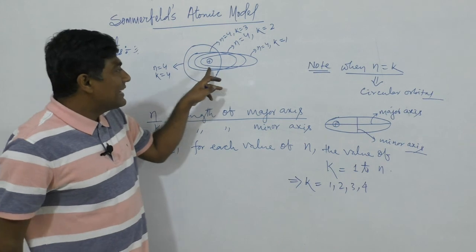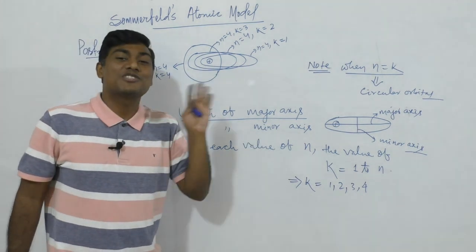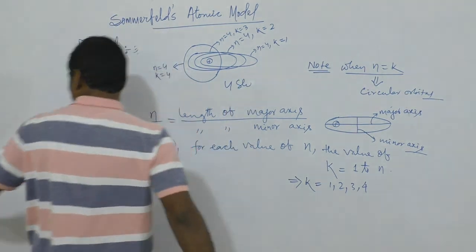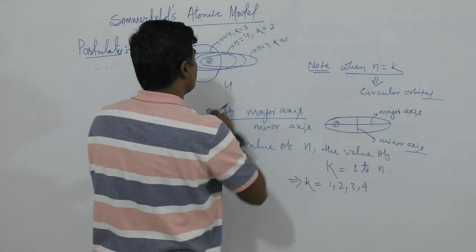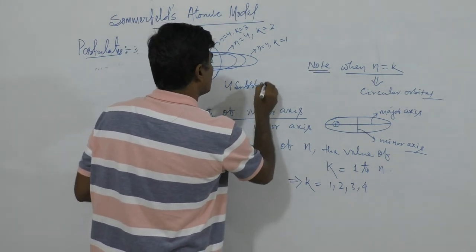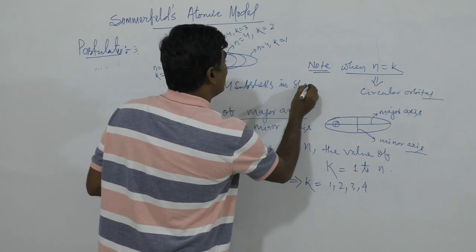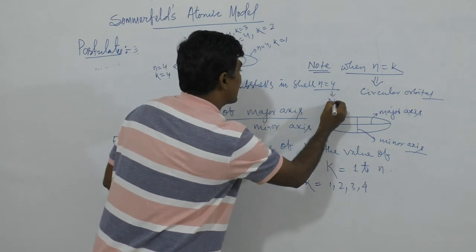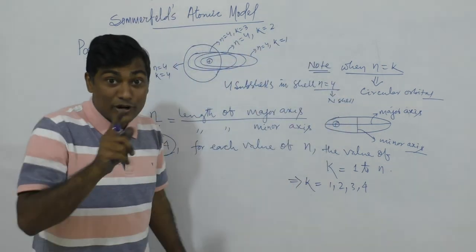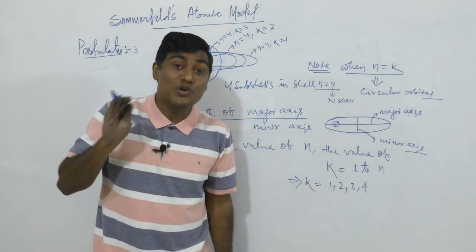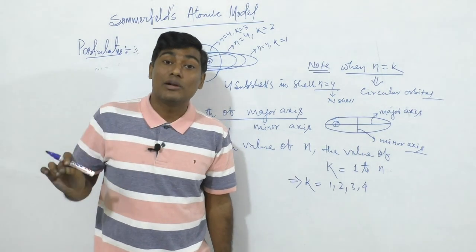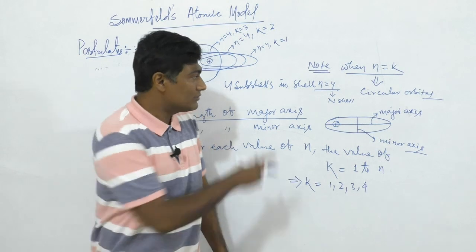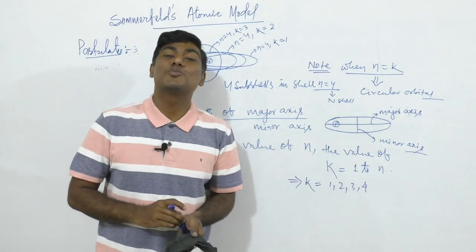So that means you are getting 4 subcells in the cell numbered 4. So 4 subcells in cell n is equal to 4, means KLM cell. For n is equal to 1 in Bohr's atomic model we have studied, that is K cell. For n is equal to 2, that is L. N is equal to 3, M. N is equal to 4, N cell. So N cell contains 4 subcells.